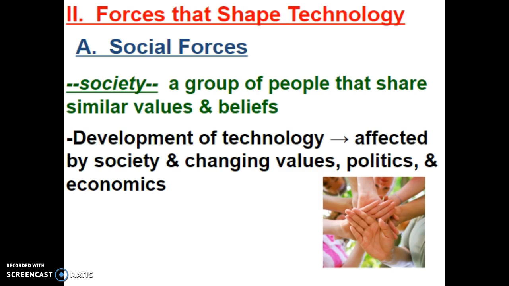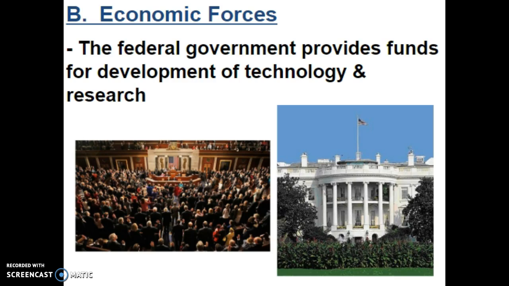If in industrial countries like ours, the people need or want something, then technologies are based on those wants and needs. Technology, of course, costs money, and that money needs to come from somewhere. The money can come through several different routes. The federal government will provide funds for development of technology and research.